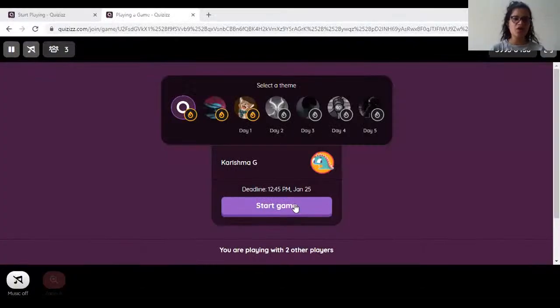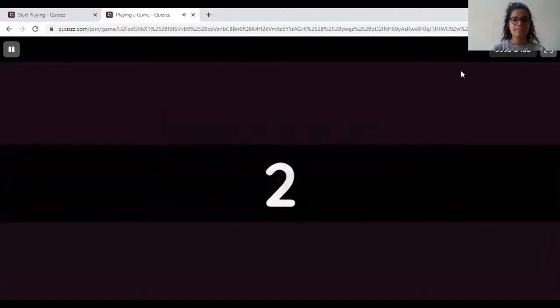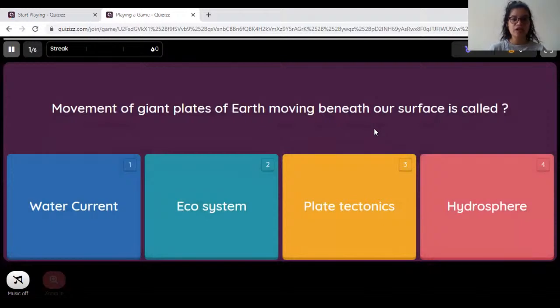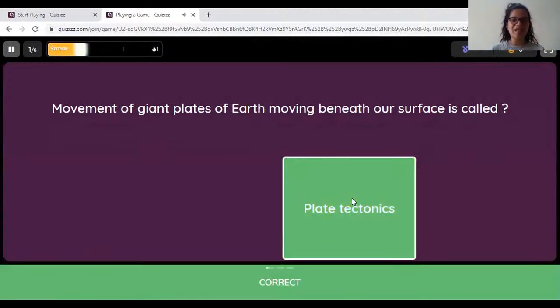Can you see my screen? Okay, let's start with the game. Movement of giant plates of Earth moving beneath our surface is called water current, ecosystem, plate tectonics, or hydrosphere? We learned it. What is it? Plate tectonics. Good job, you guys.